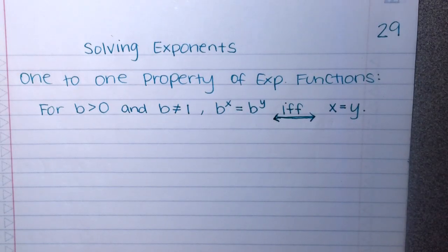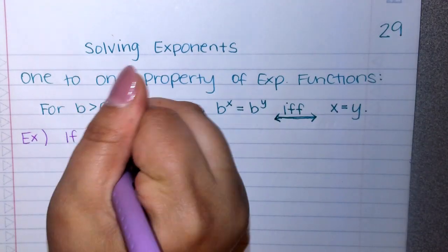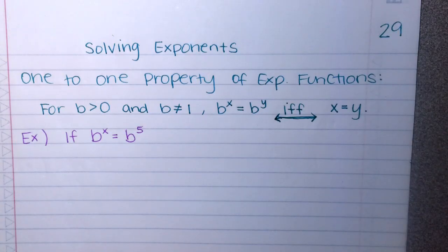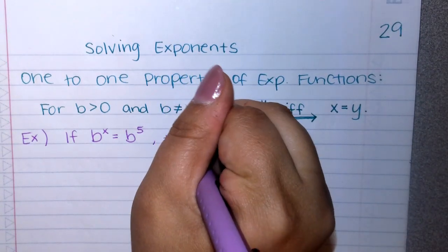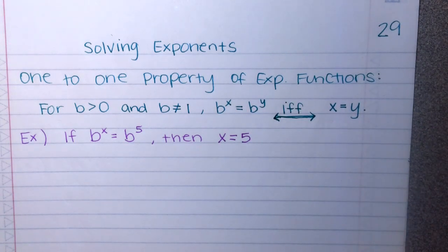So what does this mean? x is y. Here's an example. If you have b to the x equals b to the 5th power, then what do you know? x equals 5. Why? Because your b's cancel out. That is all this is saying. Now, you have to have the same base for this to happen, and there has to be only one on each side.